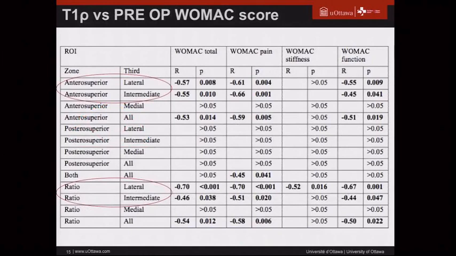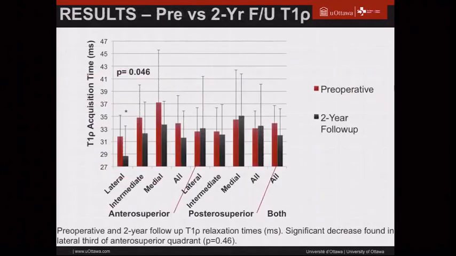Slide's a bit small, but there are significant correlations mainly to the anterior superior lateral area, as well as the intermediate slices going from lateral to medial with the T1 Rho values. And then the correlation goes higher when you use a ratio, so that you kind of eliminate a bit of that interpatient variability. So when you use the ratio, your correlation goes up to 0.7. And then with the overall total WOMAC score, as well as pain and function. So there is some good correlation between the disease state on a WOMAC score and a T1 Rho, which provides some validity to that cartilage mapping technique.